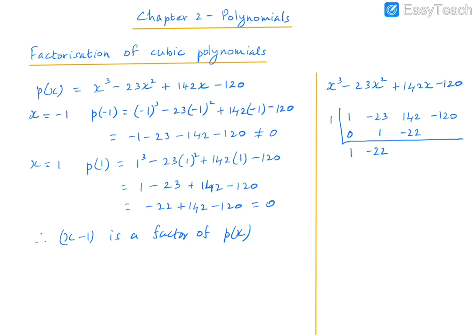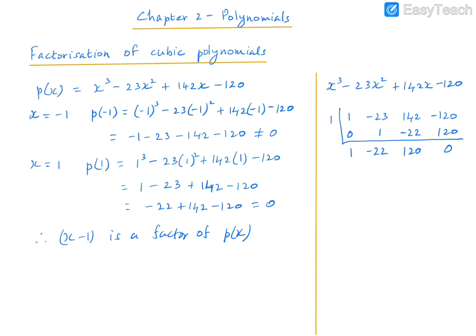So 142 minus 22 is 120. And then again we multiply this 120 with this one here. So 120 into 1 is again plus 120. Now when we add these last column terms, minus 120 plus 120 is 0. So this will go off. Now what we have is 1, minus 22 and 120.